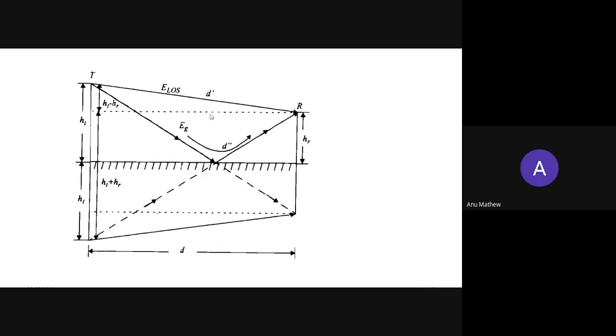Okay. So we are substituting that equation, (HT plus HR) the whole square plus d square, for d double dash square. We are getting root of this, minus root of (HT minus HR) the whole square plus d square. Then when the value of d, the separation between transmitting and receiving antenna, is very much greater than HT plus HR, we are using the Taylor series expansion. We will get delta, the path difference, equal to d double dash minus d dash, that is equal to 2 into HT HR divided by d.